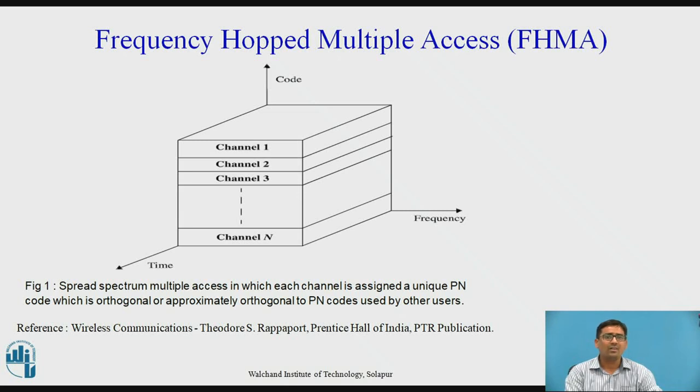Now this figure illustrates how FHMA allows multiple users to simultaneously occupy the same spectrum at the same time, where each user dwells at a specific narrowband channel at a particular instant of time based on the particular PN code of the user.